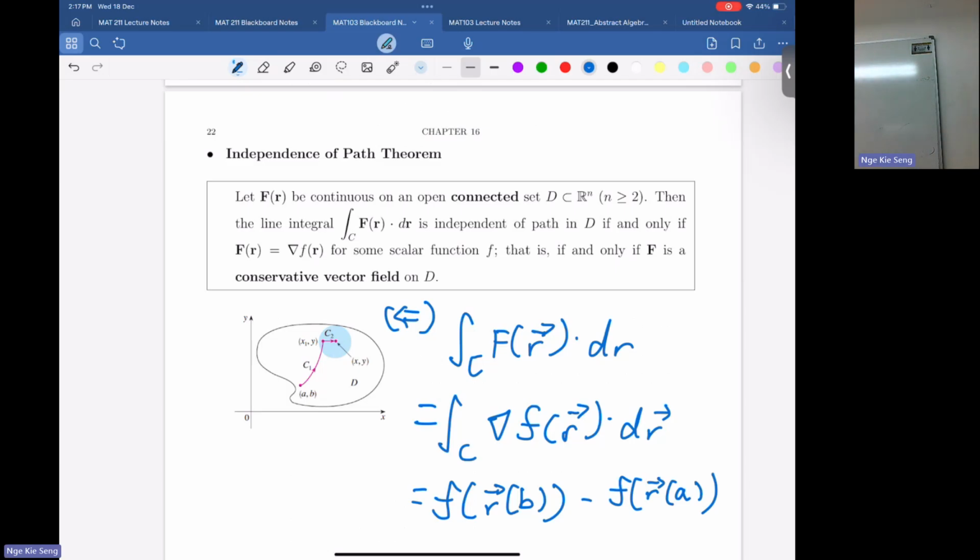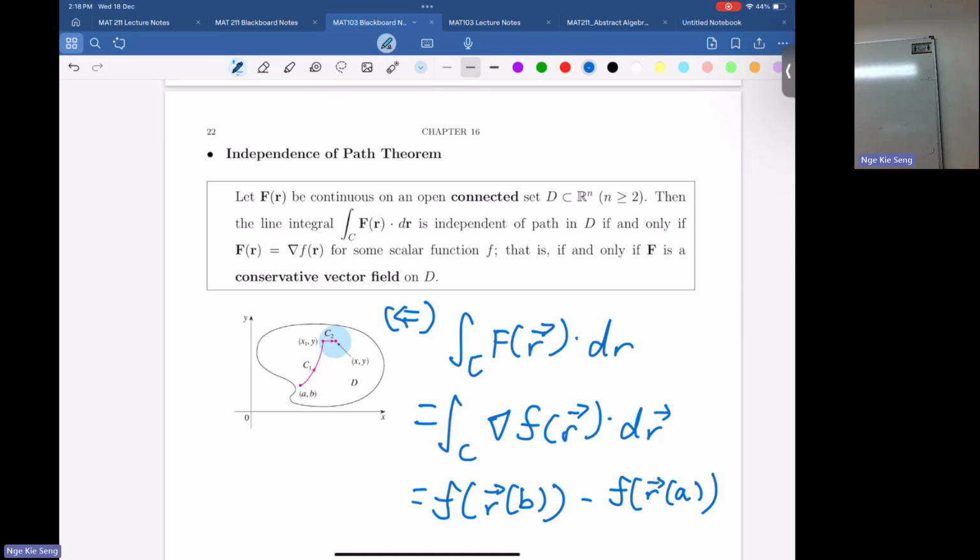Why this number doesn't change? See, in this statement here, C doesn't have to be a closed path. It doesn't say that this path has to be closed. But what do we know about the relation between the integral over a closed path and independence of path? Do you remember the statement we just proved?